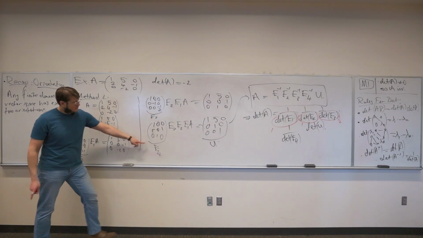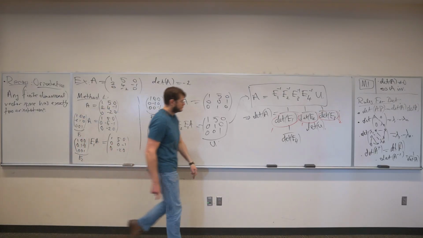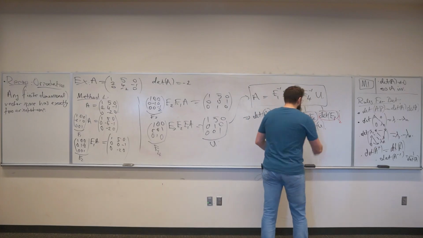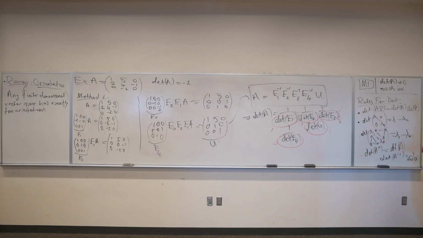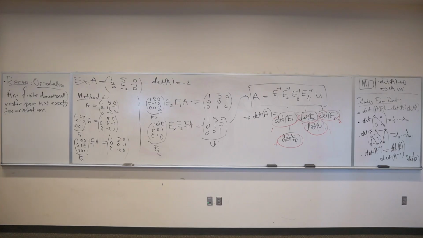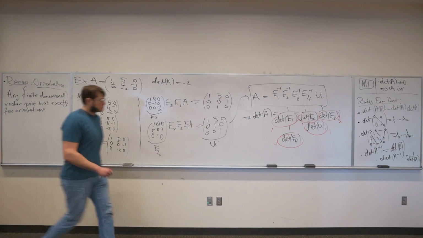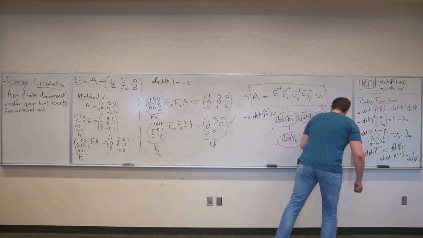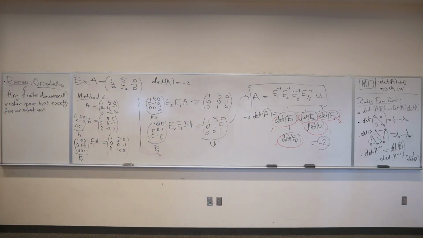And you see, this is a permutation. It interchanges exactly 2 rows, so the determinant of this is minus 1 also. And finally, U is upper triangular. Its determinant is 1 again. So you multiply everything, that gives you minus 2. Which is what the textbook says also. Okay. This is method 1.